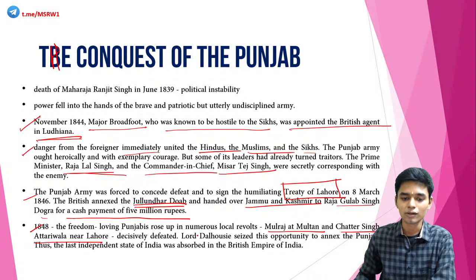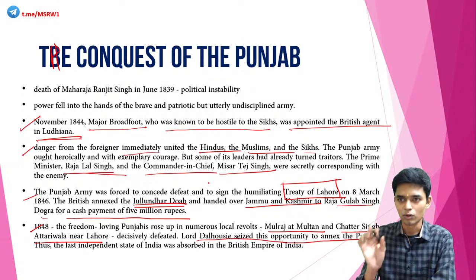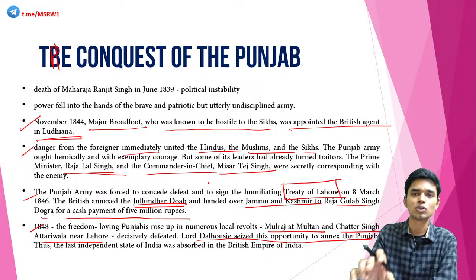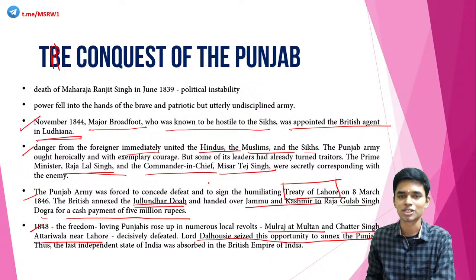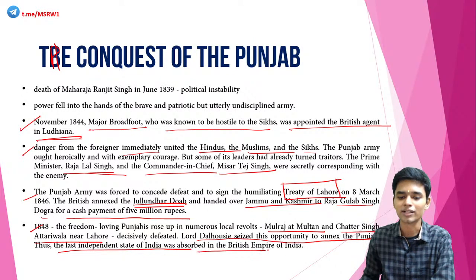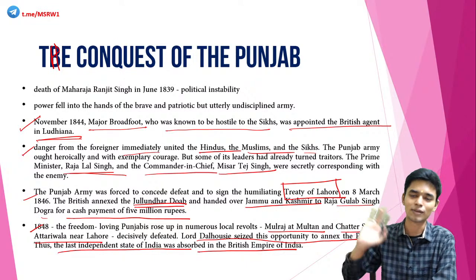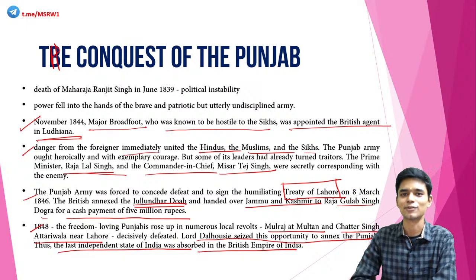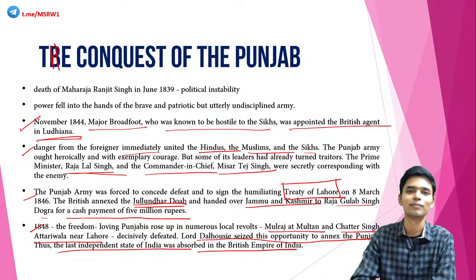Lord Dalhousie, who was appointed to India around this time, seized this opportunity, by crushing these rebellions, to annex Punjab into British territory. Thus the last independent state of India was absorbed into the British Empire of India. Every other power has been subjugated: Carnatic, Bengal, Mysore, Marathas, Sindh, and now Punjab also. So the entire Indian subcontinent is now in the hands of the British.